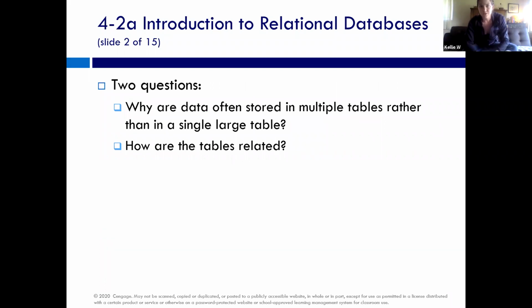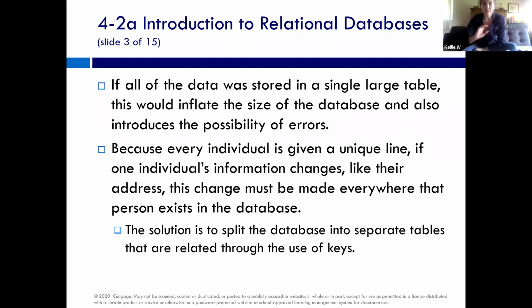So there's sort of two questions that branch off from this. Why are data often stored in multiple tables rather than a single large table? And then how are the tables related? And the answers to those two questions tell you everything you need to know about a relational database. So if all of our data was stored in a single large table, then our database would be huge and we would drastically increase the possibility of errors. Since every individual item is given a unique line or row, if one individual's information changes, like their address, then that change has to be made everywhere else in the database.